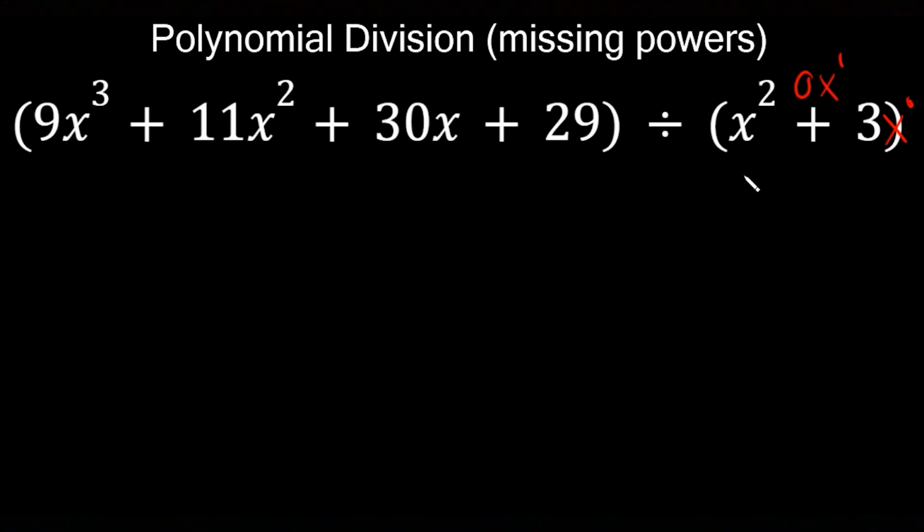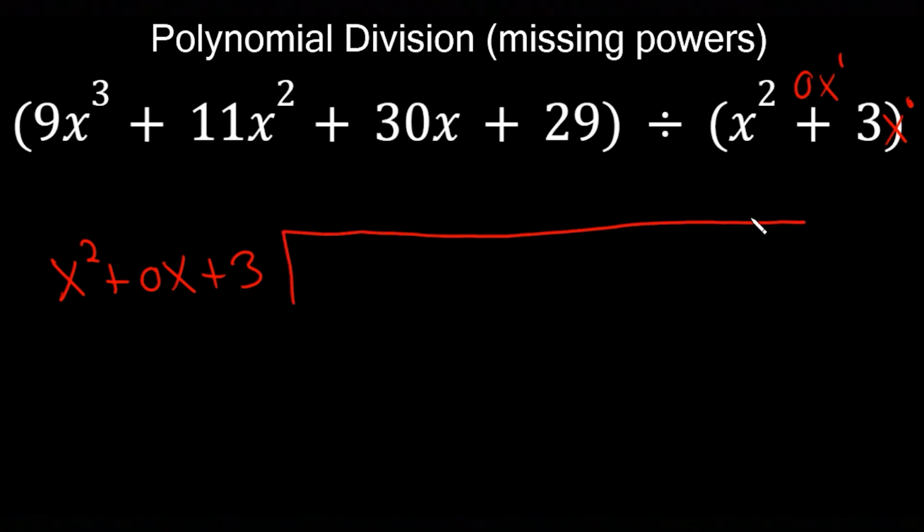It applies to both the dividend and divisor when you're plugging in your missing powers. So I'm going to go ahead and do that. I'm going to put my divisor on the outside. I'm going to say x squared, and then plus 0x, that missing power, and then plus 3. Okay, then we're going to go ahead and put in our dividend. So doing that, we get 9x to the third power plus 11x squared plus 30x, and then plus 29. Okay, and now we're going to go for it.